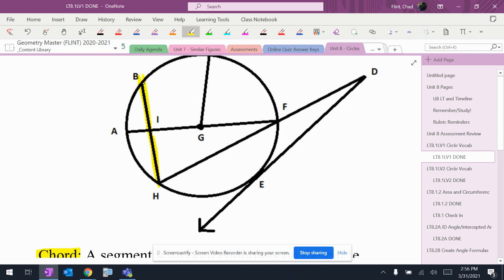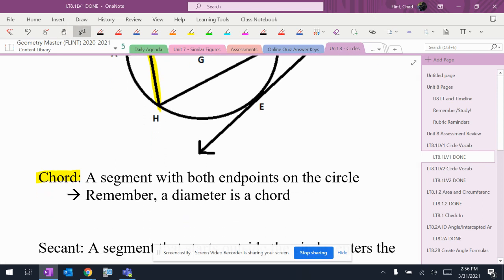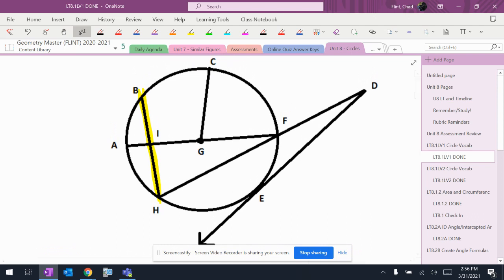So B to H would make up a chord, because it says right here, both endpoints are on the circle. There are two other chords in this picture. I'm not going to highlight them, but from H over to F is also a chord. And from, sorry, I'm saying the wrong thing, from A over to F is also a chord.